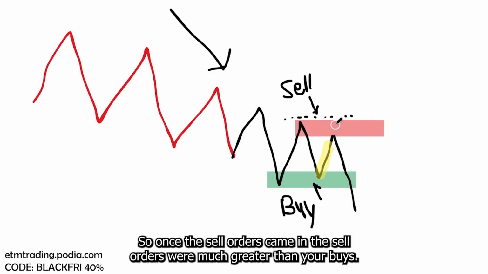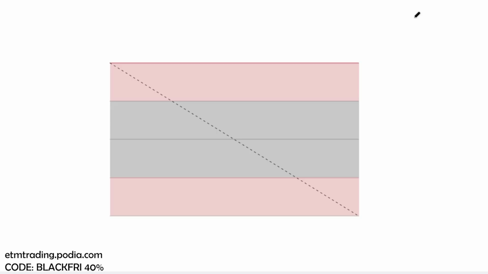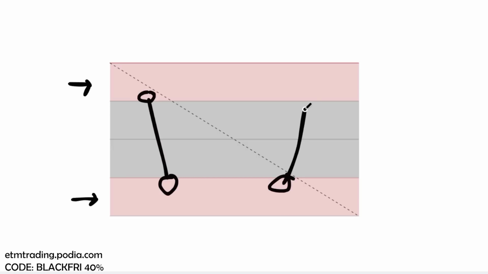So once the sell orders came in, the sell orders were much greater than your buys. The sells were much greater than your buys. And price continued to the downside. So remember, in a compression, price would move from extreme to extreme. So if it's a bullish trend, price would move from your extreme supply, which would be your premium, to your extreme demand, which would be your discount. And if it's a bearish trend, price would move from extreme demand to extreme supply.